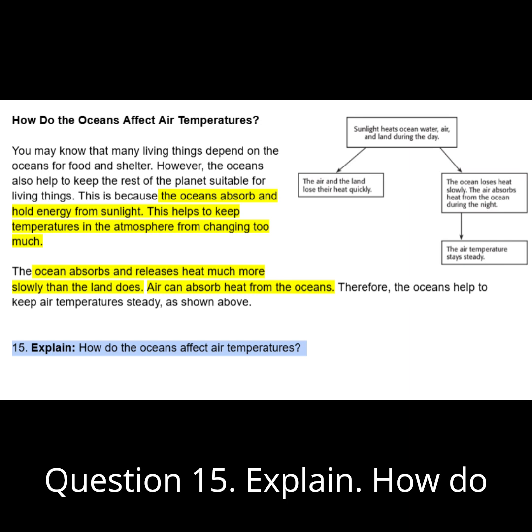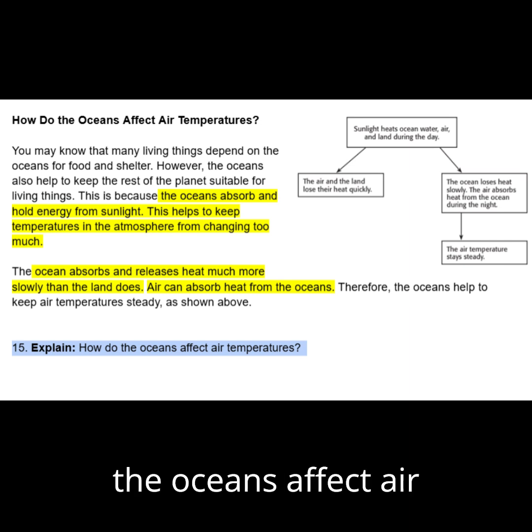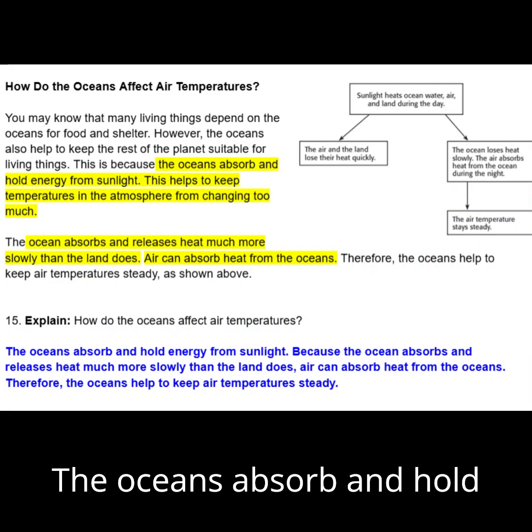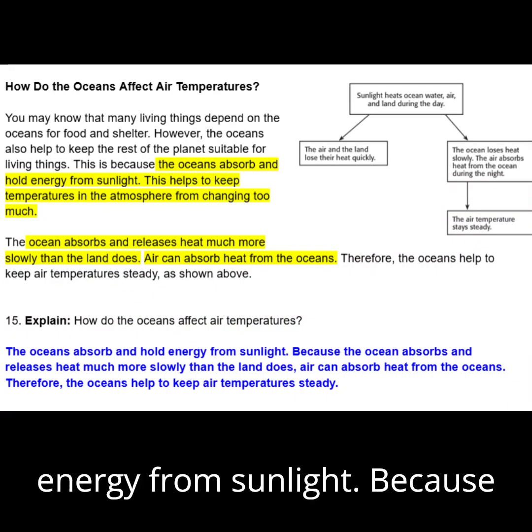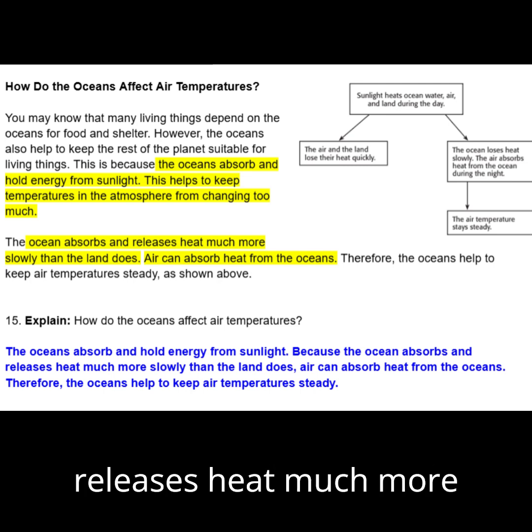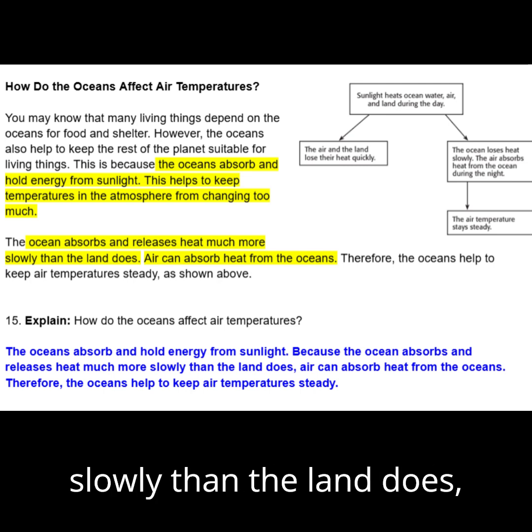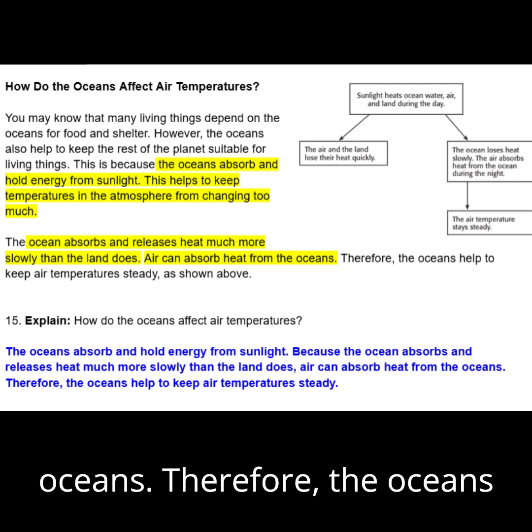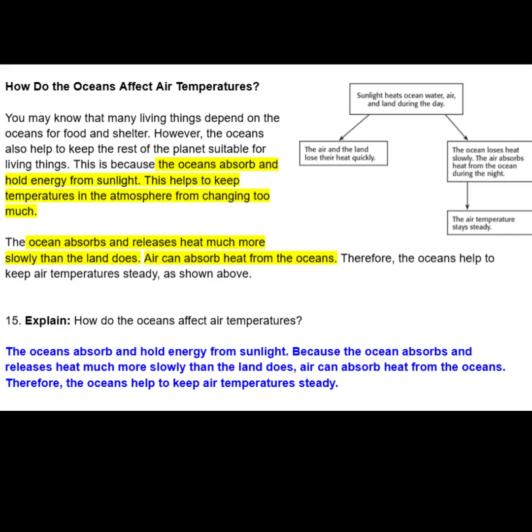Question 15. Explain. How do the oceans affect air temperatures? The oceans absorb and hold energy from sunlight. Because the ocean absorbs and releases heat much more slowly than the land does, air can absorb heat from the oceans. Therefore, the oceans help to keep air temperature steady.